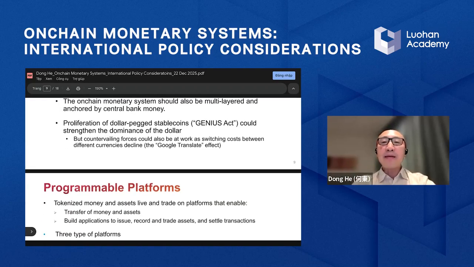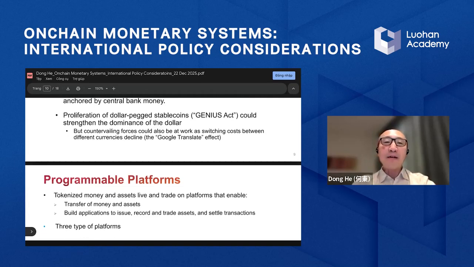And of course, the recent passing of the Genius Act in the US has raised the possibility that the proliferation of dollar-backed stablecoins could strengthen the dominance of the dollar. That Genius Act is very clear in terms of that motivation. So everybody's focusing on whether digital dollarization will become so entrenched globally that other currencies might just disappear in the online world.